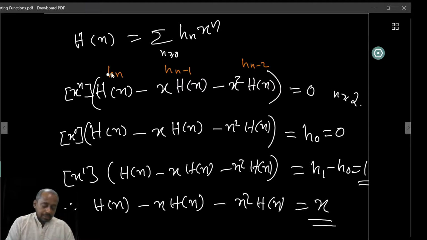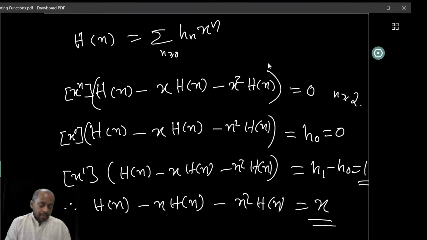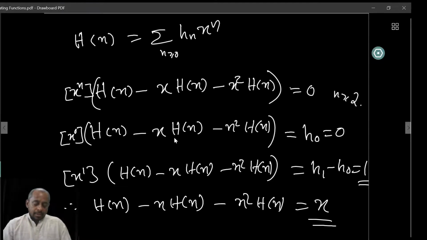Now if that is not the case, what are the other cases? n is either 0 or 1. So what happens if n is equal to 0? Well, if n is equal to 0, you can see that in x times h of x there is no constant term, and in x squared times h of x also there is no constant term. So the only constant term is going to be in h of x, and the coefficient of x to the 0 there is basically h0 itself, which is 0.